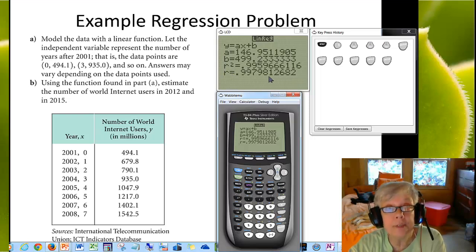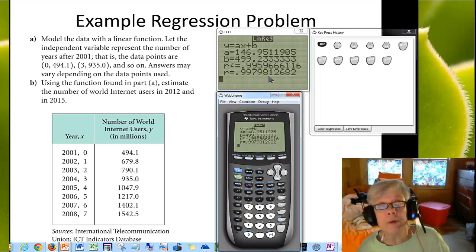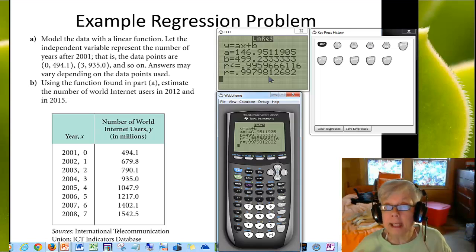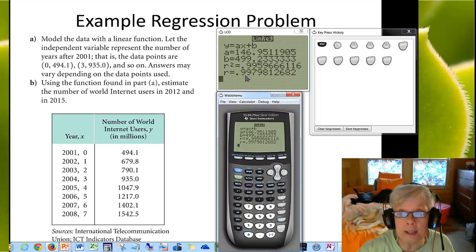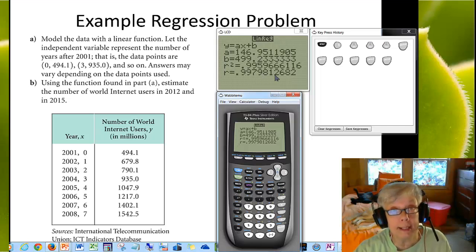Oh, incidentally, if R falls in the middle, like 0.5, say it's 0.522385, that's kind of eh. You wouldn't bet your life on it, but you'd write it down. You'd give it a chance. Okay, anyway, here, this is about as close to 1 as you can get.